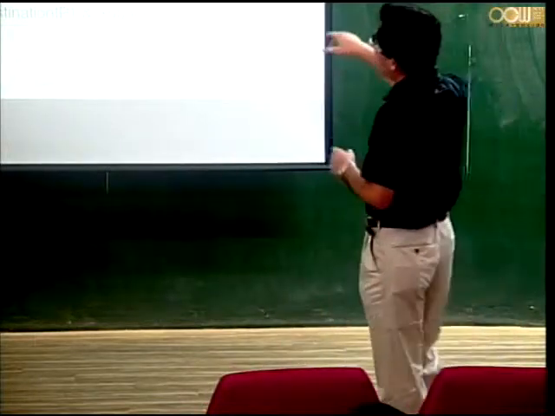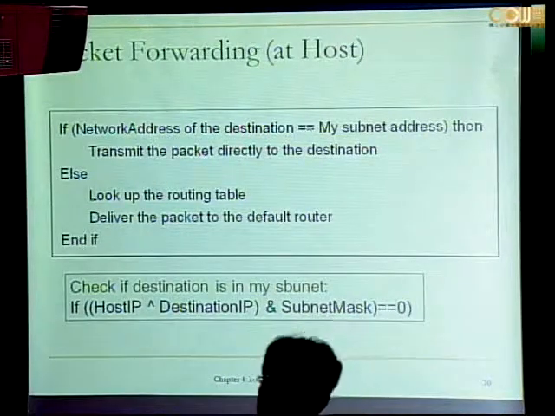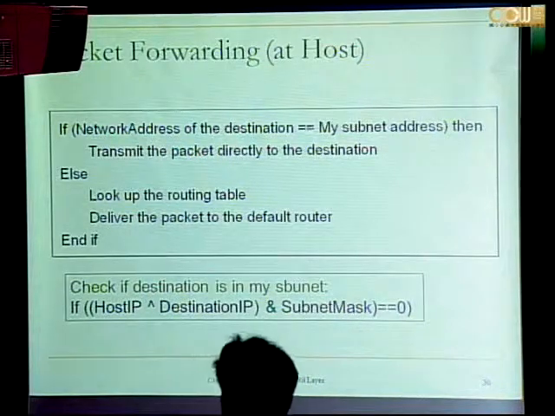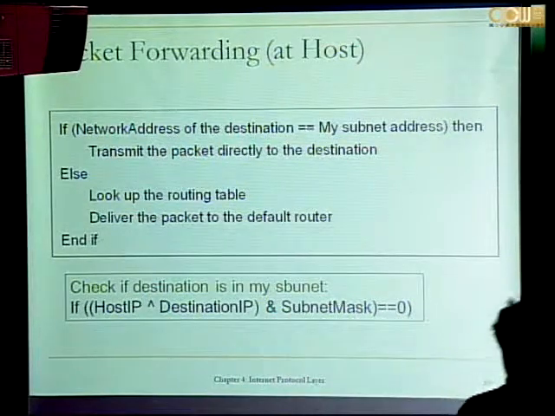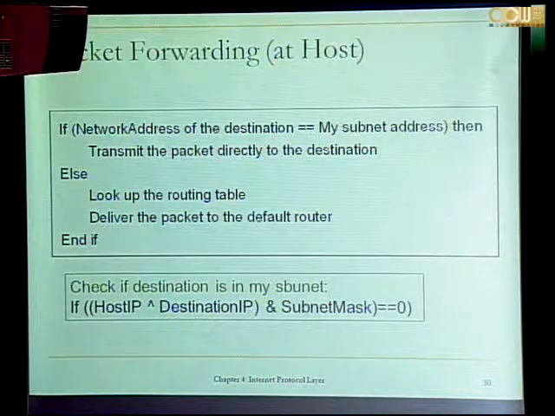But in this formula, it does exclusive OR first, and then does AND. But the result will be the same. So I'm checking whether the destination is in my subnet. If it is, then I send the packet to the destination directly.